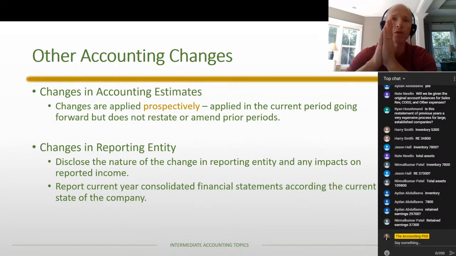You have to report the current year consolidated financial statements according to the current state of the company. Same idea: you act as if you were reorganized in the prior periods being presented, so that the current year needs to look like the current state of the company. The idea is to provide transparency to any users of those financial statements.